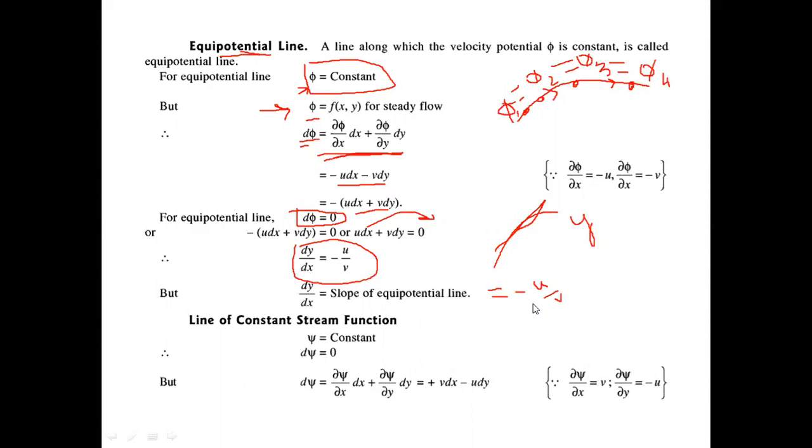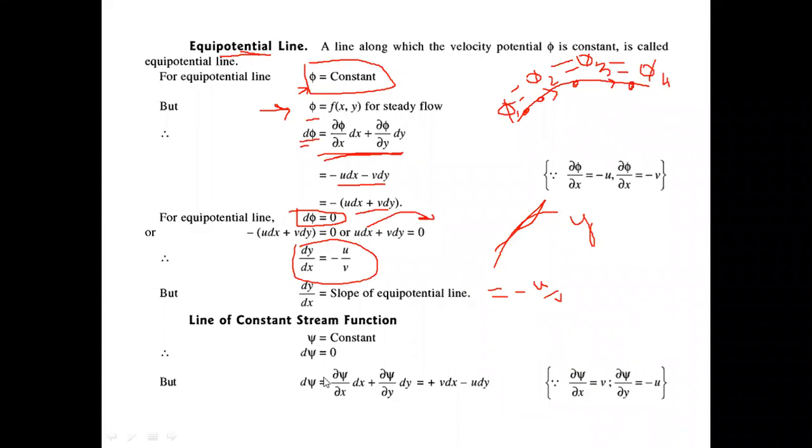Similarly, we will try to calculate the slope of the stream function. The same way you have calculated the slope of the equipotential line, similarly we will calculate the slope of the stream function. So let's say on a line of constant stream function, that means in that case the stream function will be constant. So in that case, the change of stream function will be 0, similar to this case.